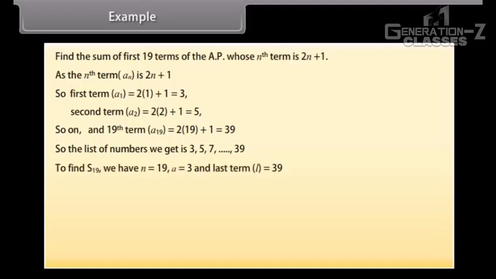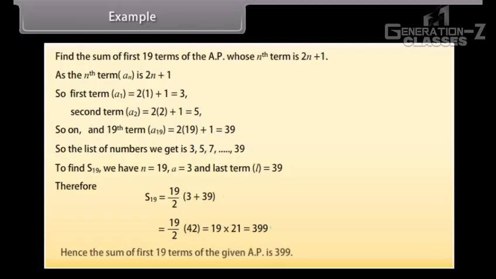Now to find S19, we have n as 19, A as 3 and L as 39. Therefore, S19 is equal to 19 upon 2 into (3 plus 39). This is equal to 19 upon 2 into 42, which equals 19 into 21, which is equal to 399. Hence, the sum of first 19 terms of the given AP is 399.